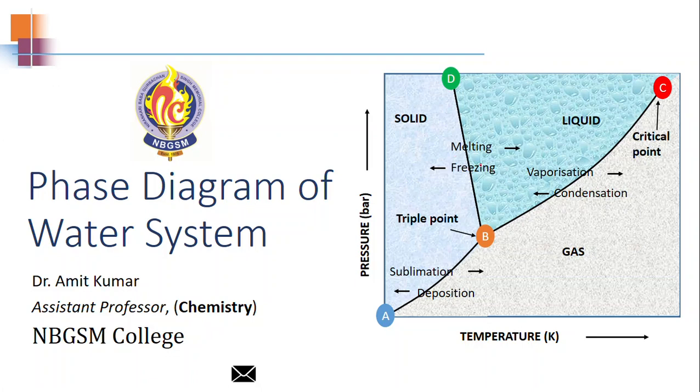So if there are three phases, there will be three phase boundaries: between solid and liquid, between liquid and gas, and between solid and gas, which are represented by their corresponding curves. The phase boundary represents melting or freezing, vaporization or condensation, or sublimation or deposition. So let us discuss in detail what those phase boundaries are and what the triple point and critical point indicate.